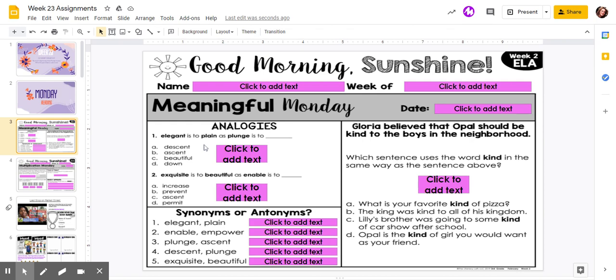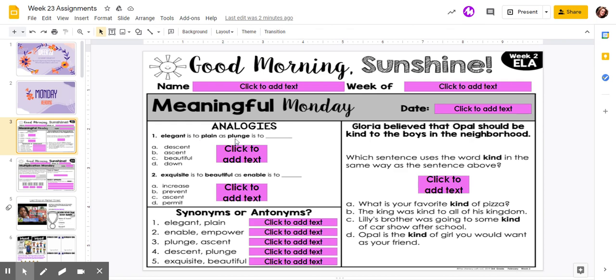So you have to think to yourself, are elegant and plain synonyms? Do they mean the same or nearly the same? Or are they antonyms? Are they opposites? Once you figure it out, then you have to apply that same rule to the second word. So for this one, I'm going to go ahead and tell you elegant and plain are antonyms, they're opposites.